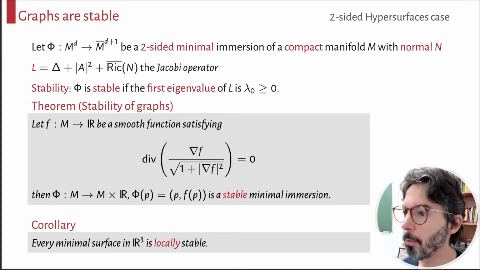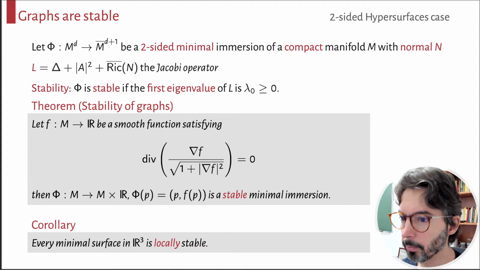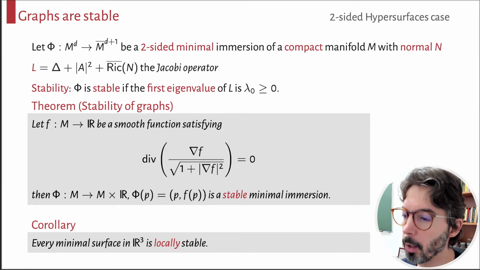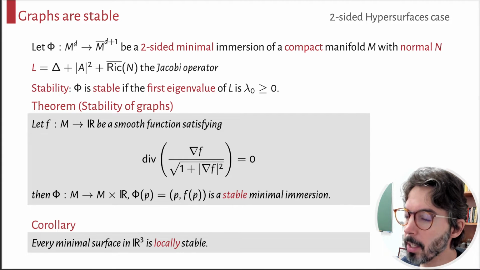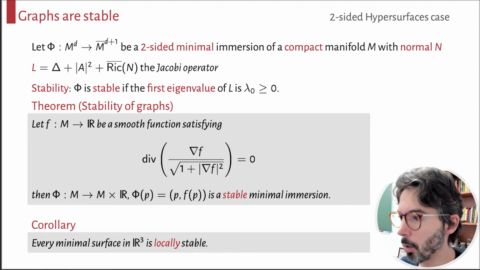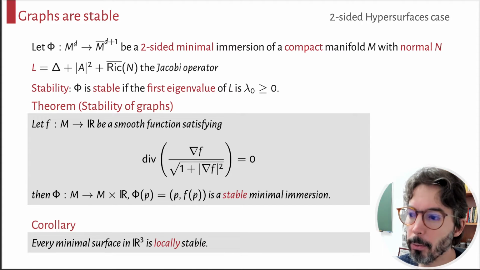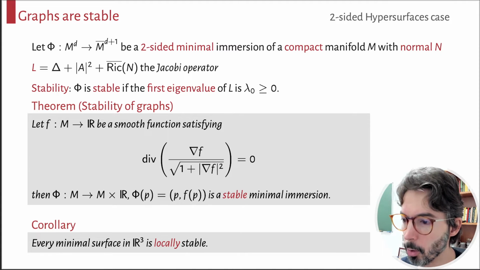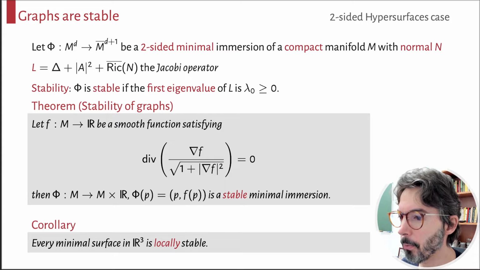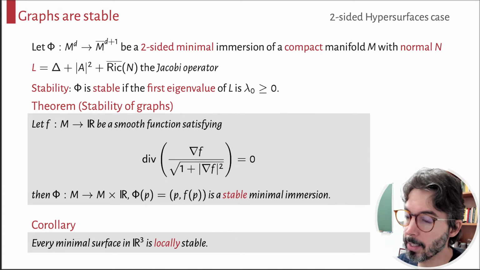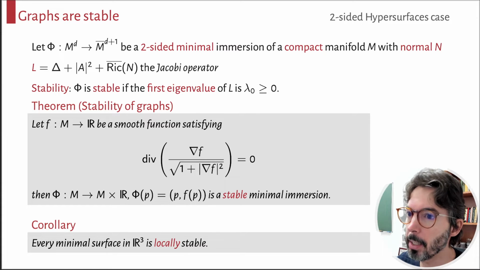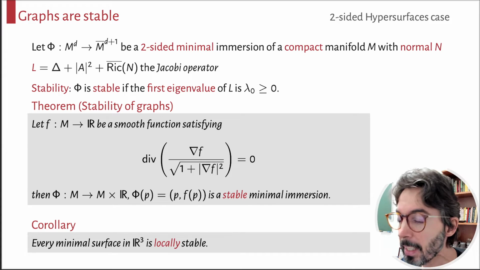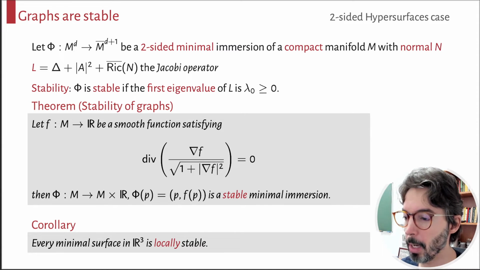I take a smooth function f satisfying this equation: the divergence of the gradient of f divided by the square root of 1 plus the length of the gradient squared equals 0. That equation is precisely the one we have to impose in order for the immersion phi, which is just the graph of f, to be minimal. Then this immersion phi is always stable. As a corollary, in R3 every minimal surface is locally stable because it is locally the graph of a smooth function satisfying that equation for being minimal.